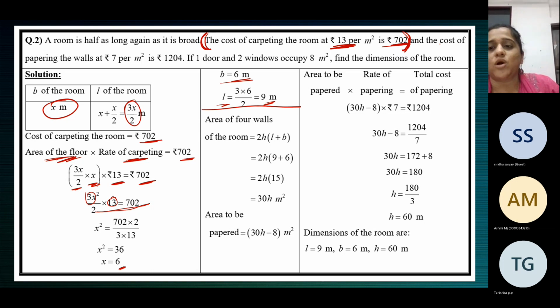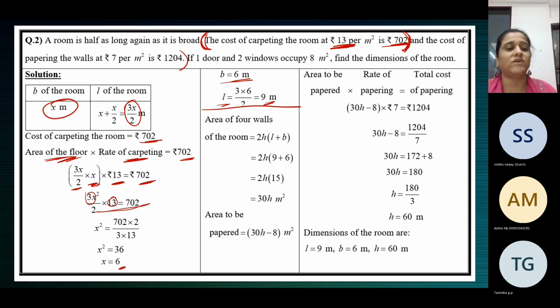Now read ahead. And the cost of papering the walls at rupees 7 per meter square is 1,204 rupees. If one door and 2 windows occupy 8 meters square, they have given you the area directly. They have not given you the length, the breadth, and all that. Totally, one window and one door and 2 windows totally occupy an area of 8 meters square. Then find the dimensions of the room. We already found the length and the breadth of the room. We only have to find the height of the room.